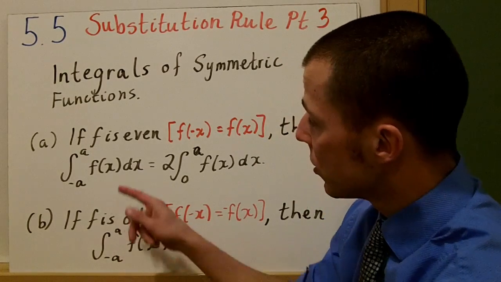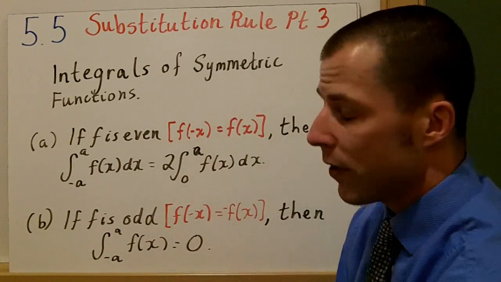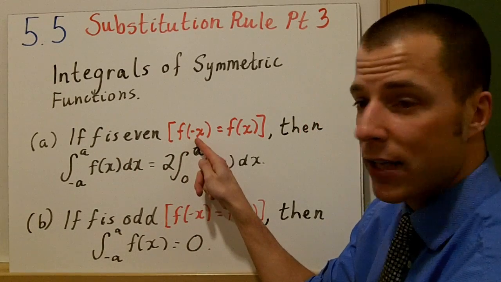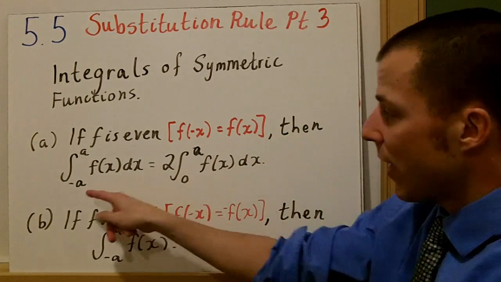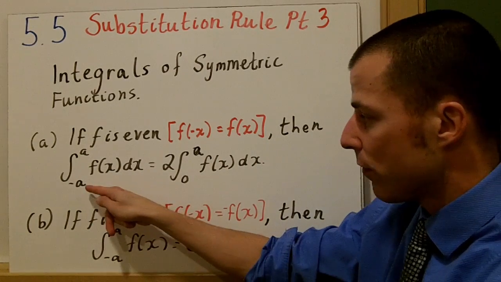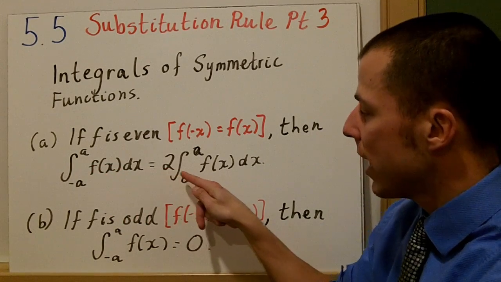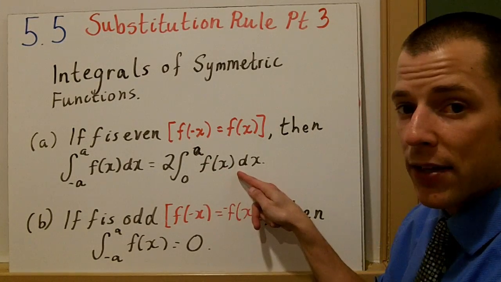We deal with two functions, when f is even and when f is odd, and these are symmetric functions. So if f is even, we know that f of negative x is equal to f of x. So if that's true, then the following integration is true. From negative a to a of that function is actually equal to 2 times that integral from 0 to a of f of x dx.